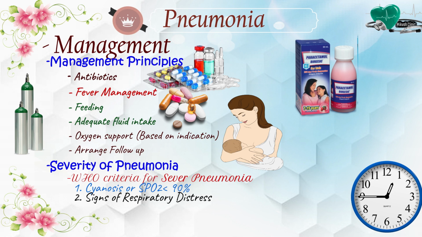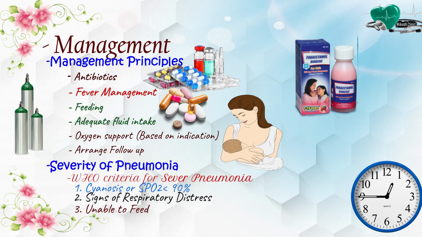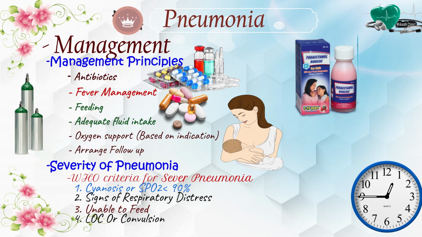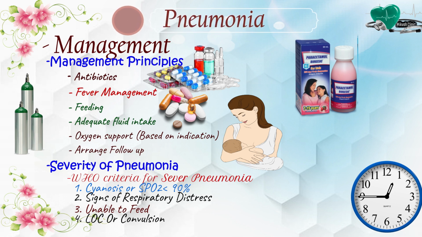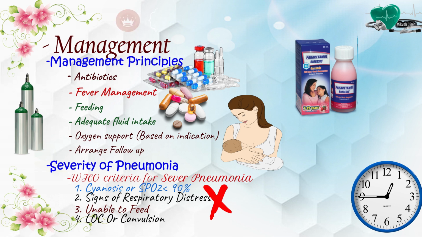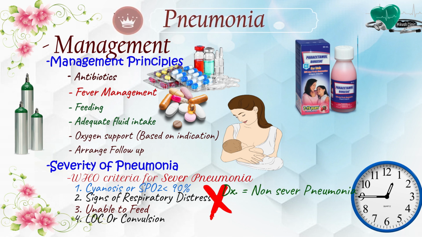The other thing is the presence of the danger signs, like if the child is unable to feed, and if the child develops loss of consciousness, convulsion, cyanosis, the presence of any of these danger signs, they are severity features. So immediately we have to admit the child to the hospital. And in the absence of all these severity features, then we will diagnose him as community-acquired pneumonia, and we can manage the child as an outpatient.